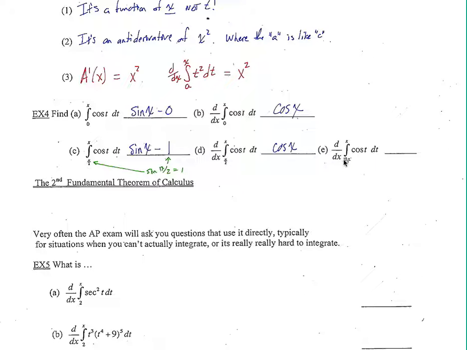And then the last one, the lower bound here, 19 pi over 37. Upper bound is our variable. We're integrating, then turning around and taking the derivative, and again, we're getting cosine x. So notice that the lower bound makes no difference in these.